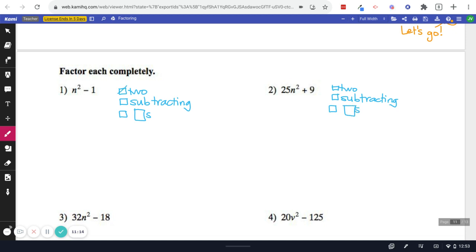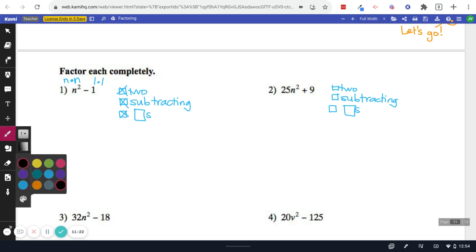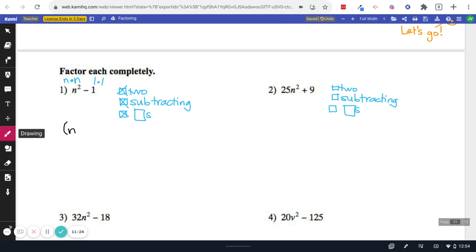In the first one, do we have two things? Yes. Are they subtracting? Yes. Are they perfect squares? Yes. We've got an n times an n and a 1 times a 1. Kind of boring, but still good. We're going to have n plus 1 and n minus 1. So it looks similar, but it's not exactly the same. And that's cool too.